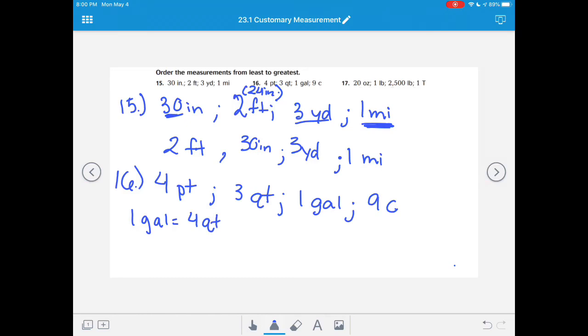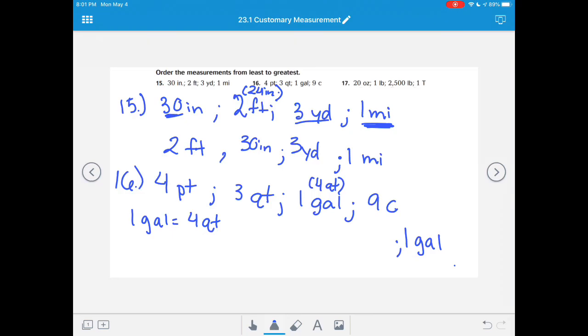So if 1 gallon equals 4 quarts, then I know that that is bigger than 3 quarts because 1 gallon is 4. So this is also equal to 4 quarts. So I know that is going to be the biggest. So again, I'm going to write that at the end because we're writing them from least to greatest. So that's going to be at the end, 1 gallon. And I'm guessing that 3 quarts is going to be next, but let's compare pints and make sure.